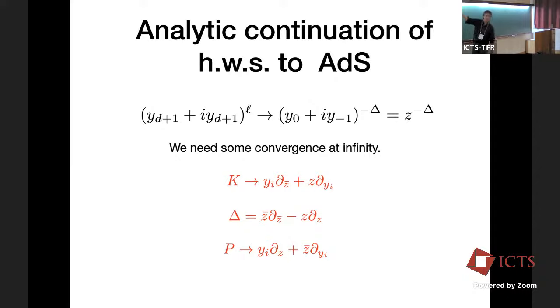It's y_{d+1} and i y_{d+2}. It's the one that goes to y0 and y minus 1. So again, the idea is that this is z to the minus delta. And then you need to have some convergence at infinity. Since the variables are now non-compact, I want the wave functions to be sufficiently normalized. So I need this stuff to die off at infinity somehow.